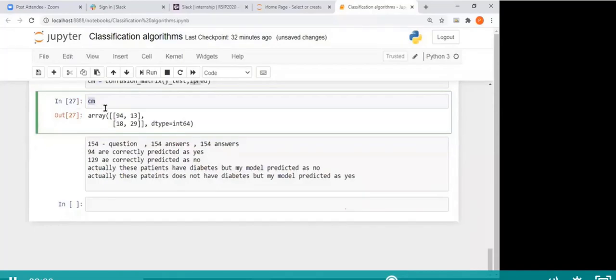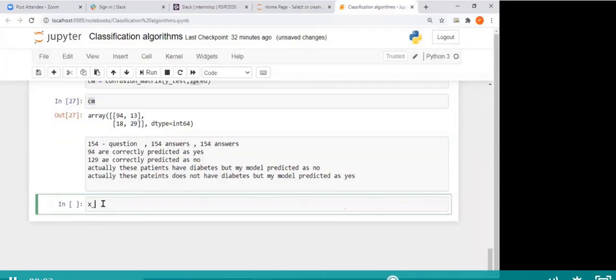All right, guys. So how can you know those are 154 predictions, 154 answers? You can just check the shape of X_test, X_test.shape.